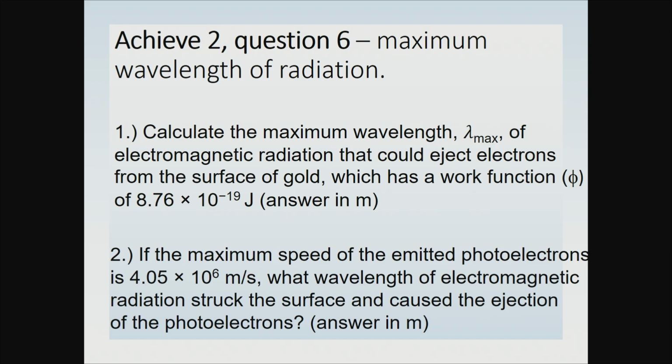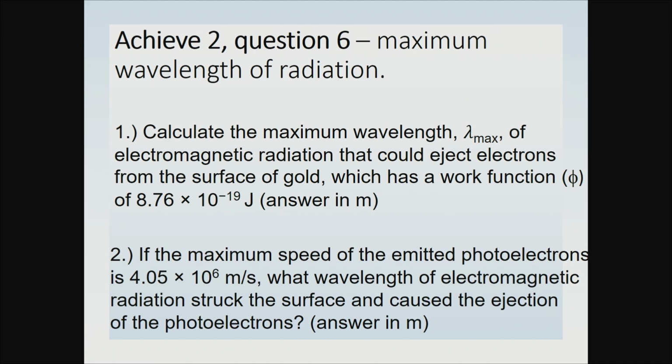But then there's a second part, which is more difficult. It says, if the maximum speed of the emitted photoelectrons is 4.05 times 10 to the 6 meters per second, what wavelength of electromagnetic radiation struck the surface and caused the ejection of the photoelectrons? And they want the answer in meters.